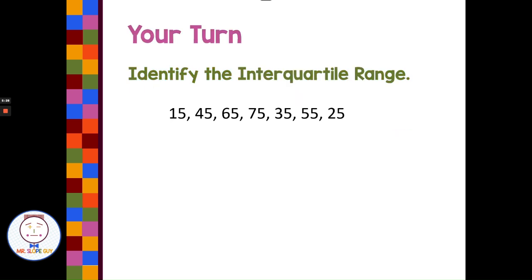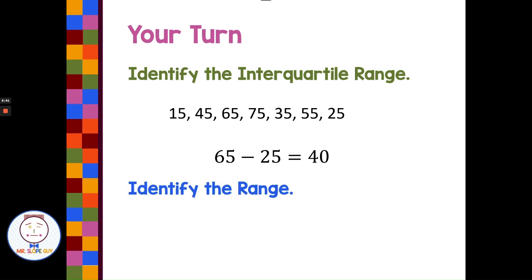All right, same set of data. Now you find the interquartile range. Okay, the interquartile range would be 65 minus 25, which was 40. So what would the range be? All right, so the range is just going to be the greatest minus the least. 75 minus 15, which is 60.